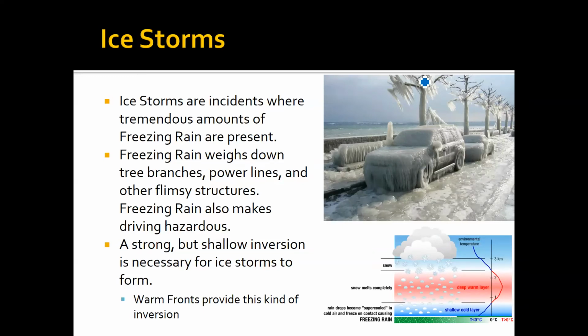What ice storms need to form is an inversion, and usually a very shallow inversion, meaning that the cold air is only maybe a few hundred feet above the surface of the earth. And it's just close enough to the ground where the rain can't melt or freeze in time before it hits the ground. It needs to freeze on contact. Warm fronts are a good way that these can form.